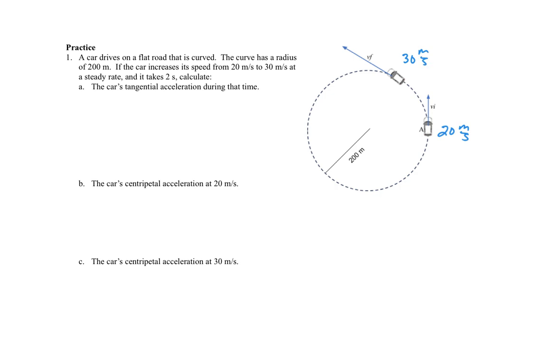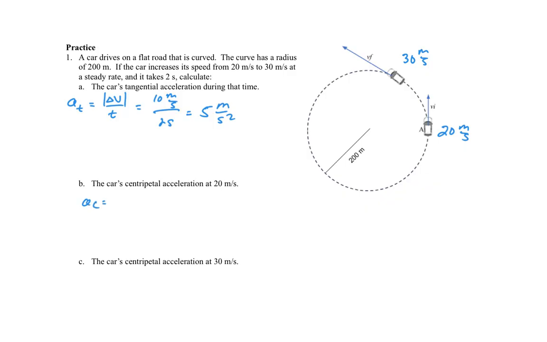So the first question asks at part A, we need to calculate the car's tangential acceleration during that time. So tangential acceleration is just a change in velocity divided by time. And we're only looking at the magnitude there. I can see that the change in the magnitude of velocity, 30 minus 20, is just 10 meters per second. Divided by 2 seconds, I get that the tangential acceleration is 5 meters per second squared. Nothing too interesting there. Part B says, okay, calculate the centripetal acceleration.